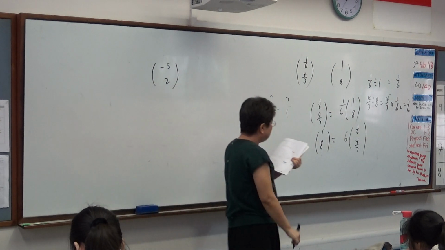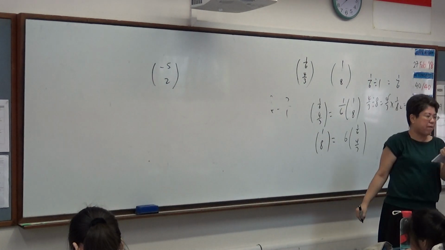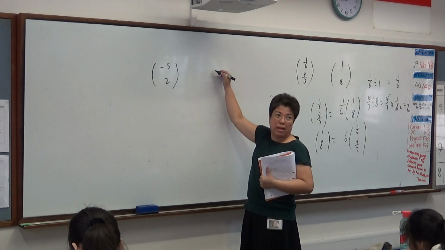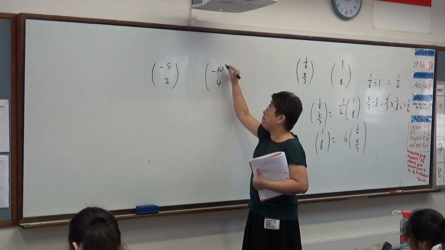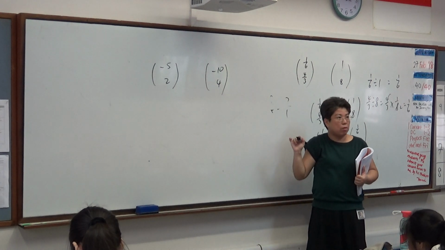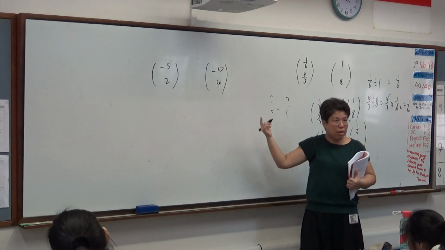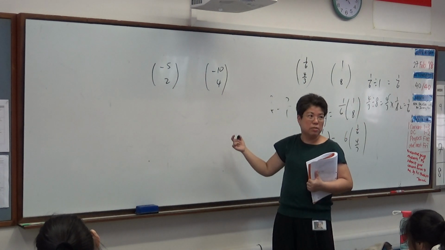Write down 2 vectors that are parallel to this. One in the same direction and one in the opposite direction. In the same direction, I can have negative 10, 4, right? Times 2.